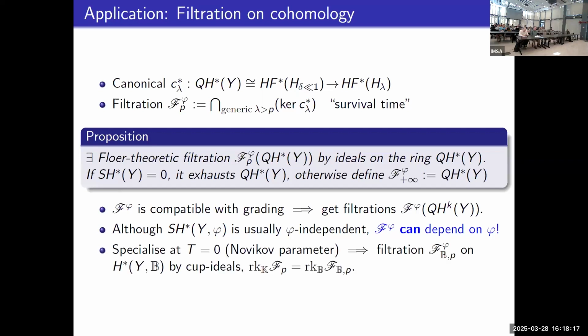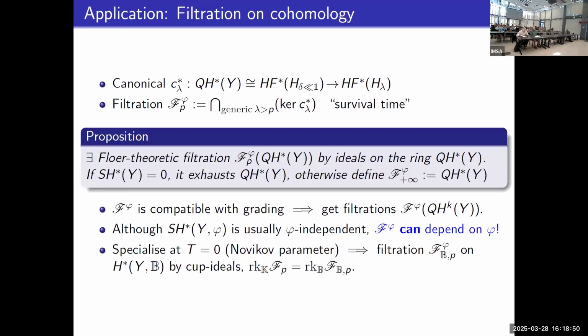And as I mentioned on the very first slide, if you don't like quantum homology, you can forget about the Novikov parameter and specialize to ordinary homology, where you get a filtration of the ordinary homology by cup ideals, because the quantum product is cup product plus the Novikov part counting the disc contributions. So that all vanishes, and you get a filtration by cup ideals. So that's the outcome of this tough construction and all these technicalities.